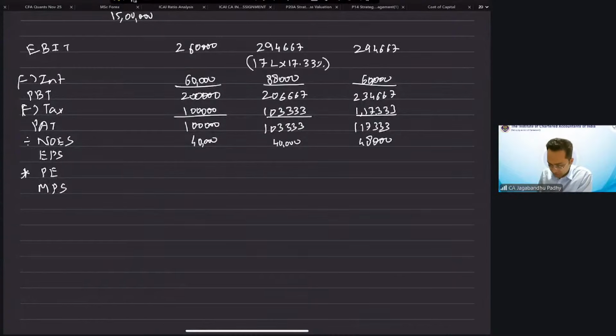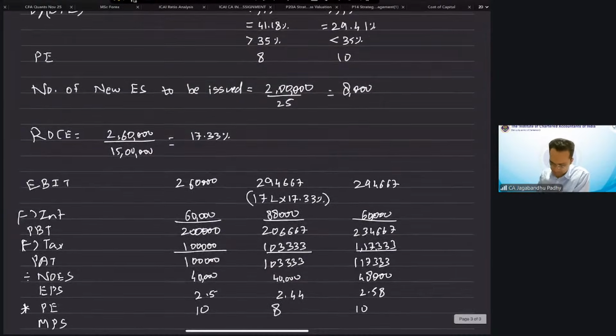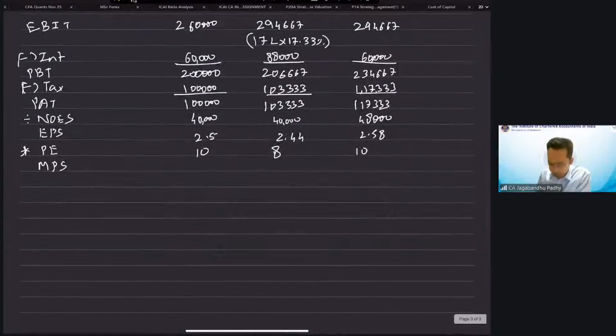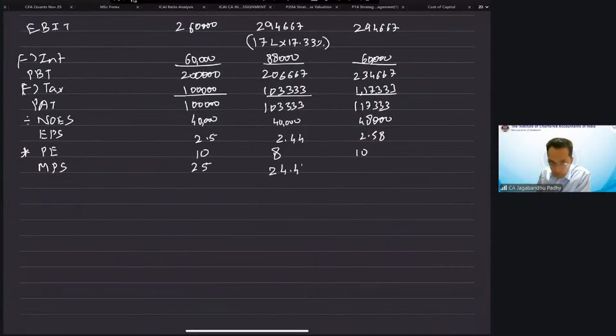So earnings per share stands as 2.5 in the first case, 2.44 in the second case, 2.58 in the third case. Price to earning ratio is 10, 8, and 10. So market price is 25, 24.44, and 20.67. Okay.